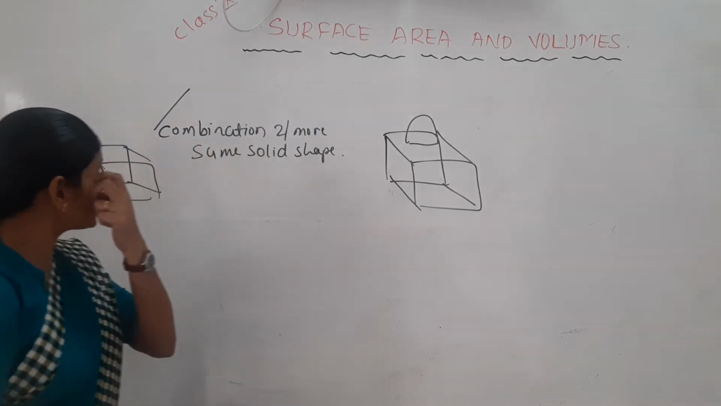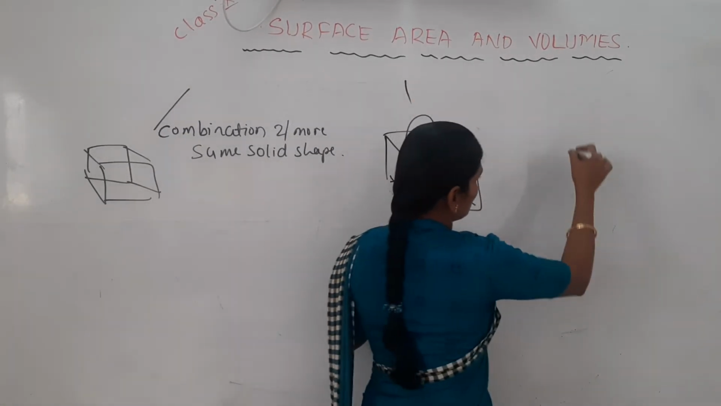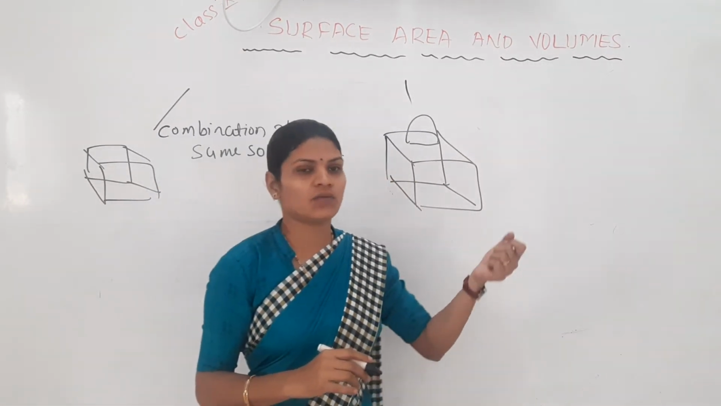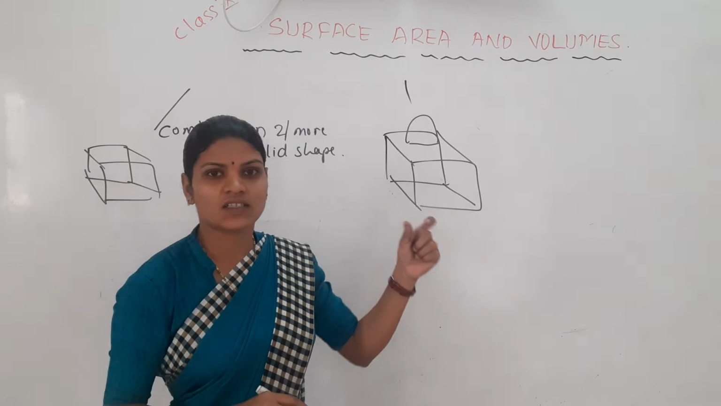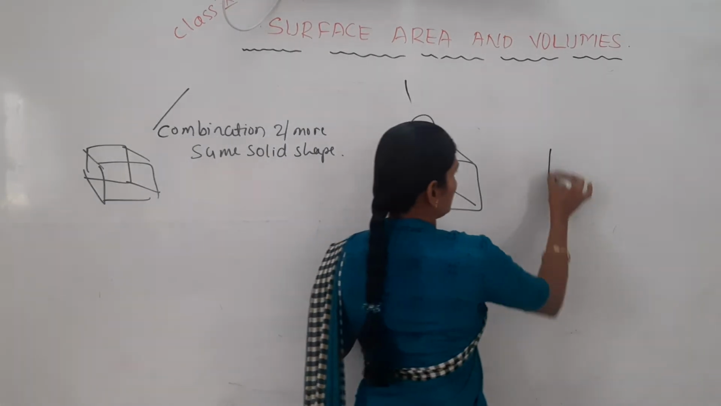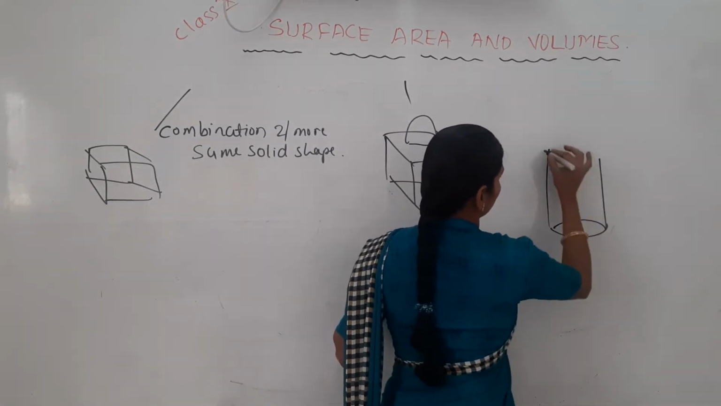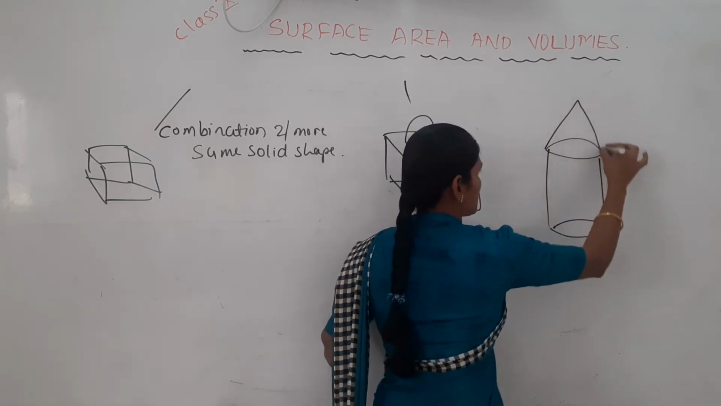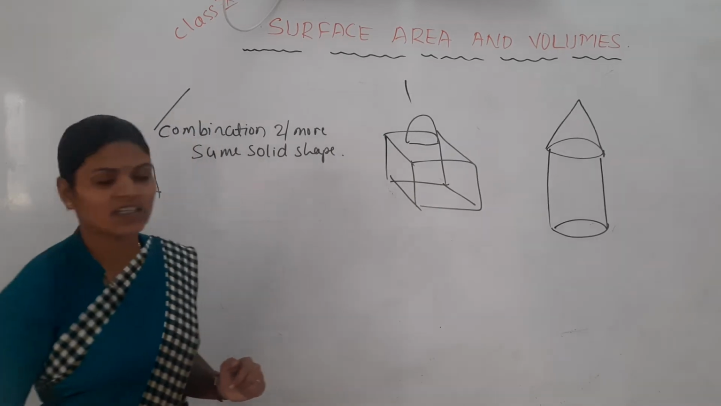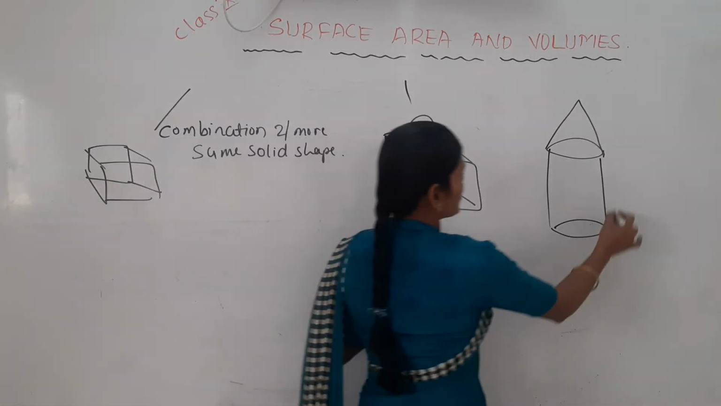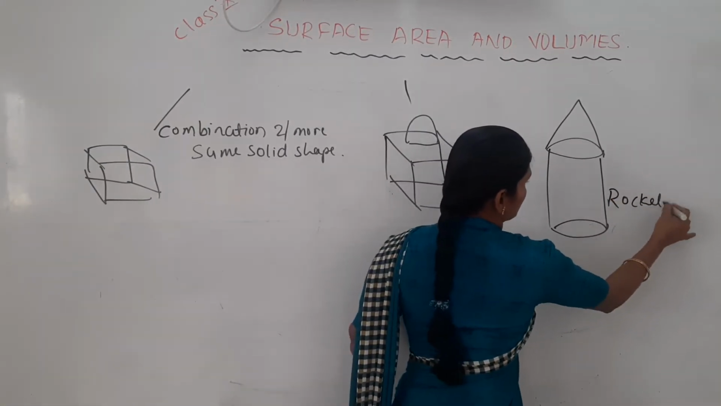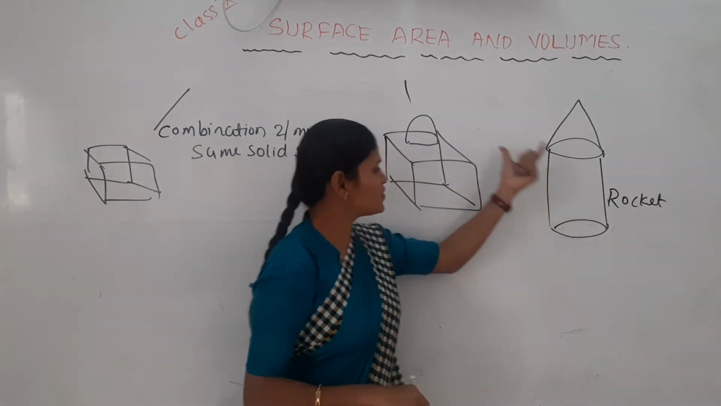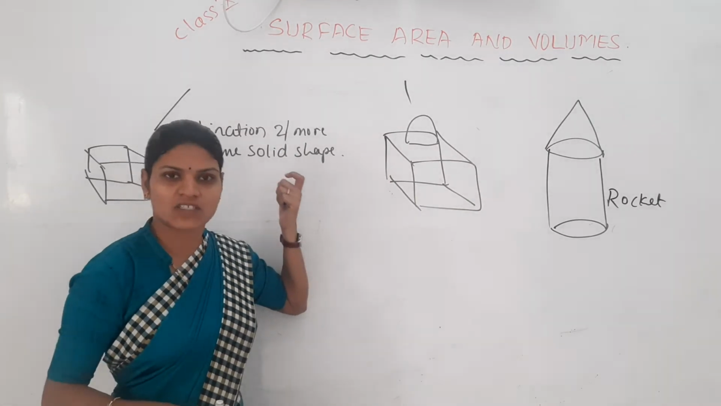Then one more type, third type of question, a combination of cylinder and cone, or if you take a hemisphere on that cylindrical shape. For example, this is the one of the cylinder. On this one, one of the cone is mounted like this, like your rocket. How to find the surface area of the rocket? Solve that by using the surface area and volume.